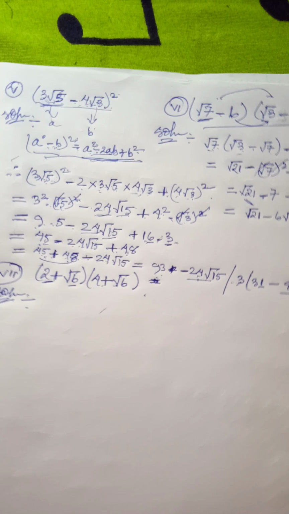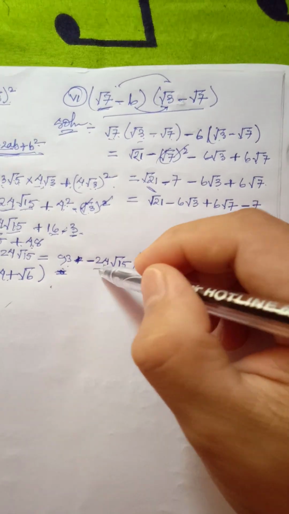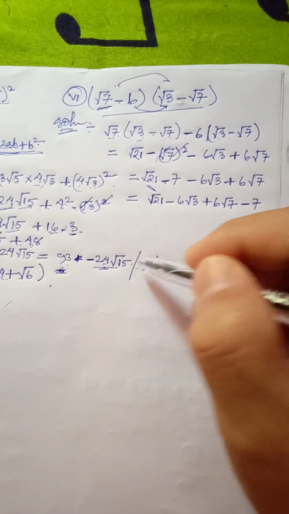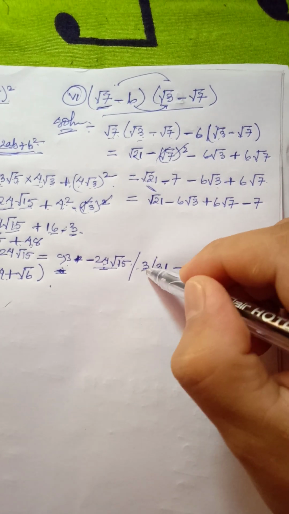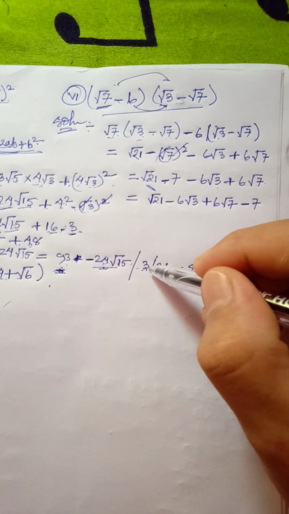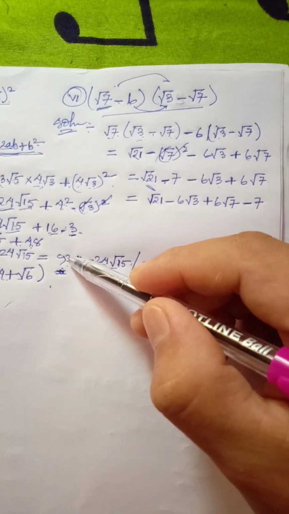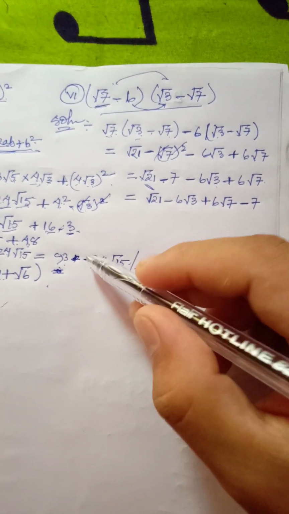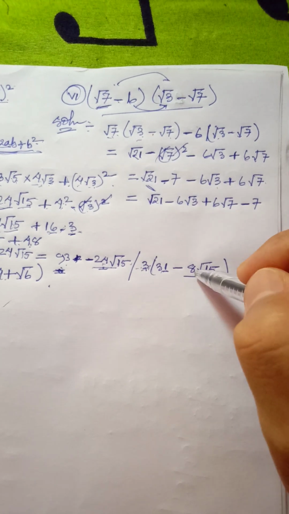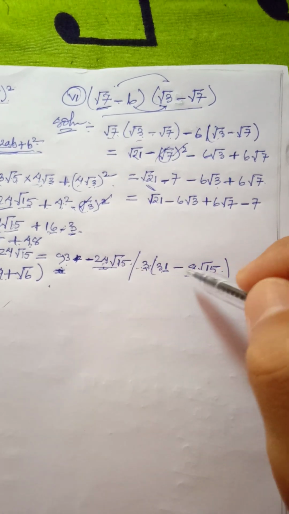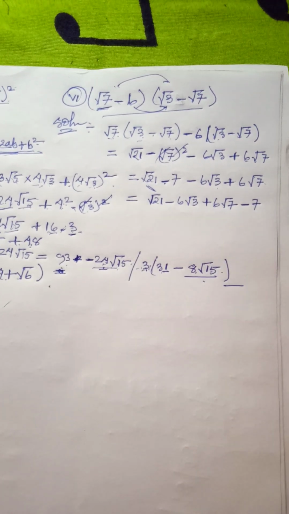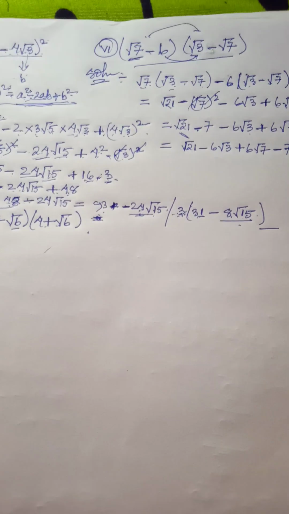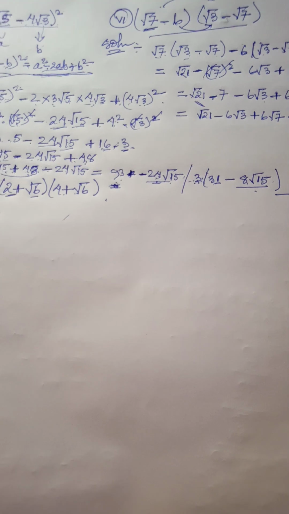Okay, actually if you want to stop up to this, then you can stop it, but if you want to expand it one more step, then you can do it by taking common. 3 times 31, that will give you 93, minus into plus, that will give you minus, and 3 times 8, that will give you 24, and 24 into this will give you 24 root over 15. Okay, is it clear? If it is clear, then we are going to proceed to Roman number 6.